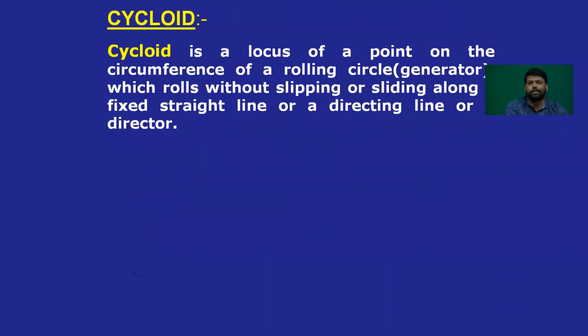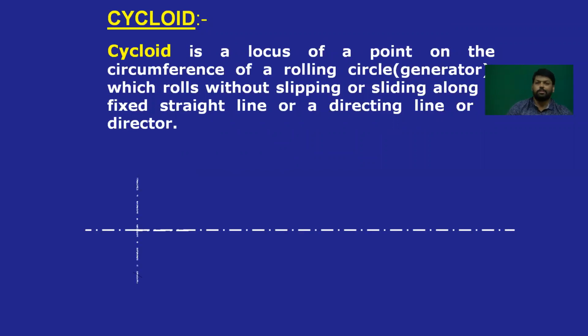Now the definition: a cycloid is the locus of a point on the circumference of a rolling circle when it rolls over a straight line without slipping or sliding. Here, when the circle is rolling over a straight line, this rolling circle is called the generator. The straight line on which the circle is rolling is called the directing line. These are the terminologies we use.